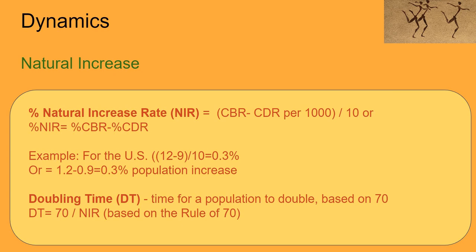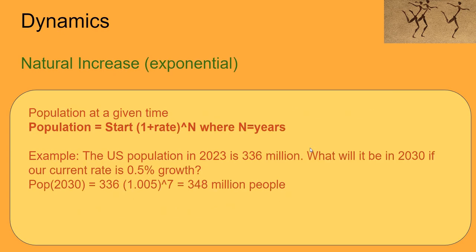We can then figure out, based on a 0.3% NIR, how long it will take for the United States to double in population. The simple way is the rule of 70. You simply take 70 and then divide it by the NIR. So if we have 70 divided by 0.3, I think I did the math somewhere and it came out to be about 233 years. We'd expect at that rate, which will not be constant though, that's how long it would take for the United States to double in population.